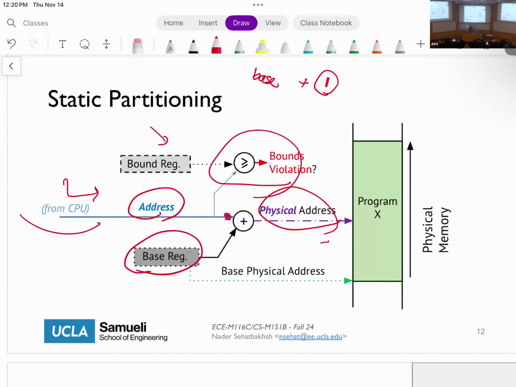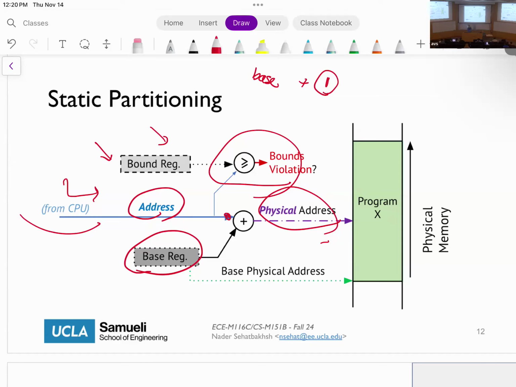It's essentially you add everything to a base. But in modern systems, this translation is more complicated, as we're going to talk about later in this lecture. Okay? Not only do we do that, we also need to check the bounds. And the bound check is very simple. You just need to see if that address is within some bounds that you accept.